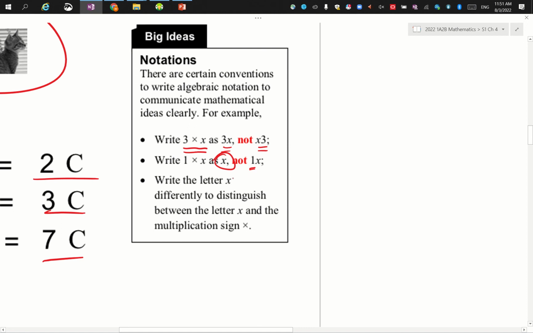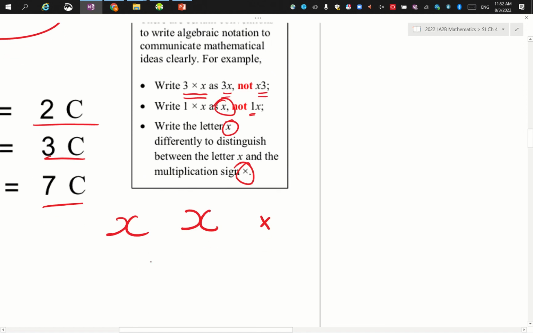Next, write the letter x differently to make sure it is shown different from your multiplication. So all of you in my class, x is written like this. Okay? Draw an inverted C, then draw a letter C. So that is your x. Multiplication looks like this. It is straight. Now some of you may actually draw your letter x like this. It's fine. It looks different from your multiplication. It has to look different.